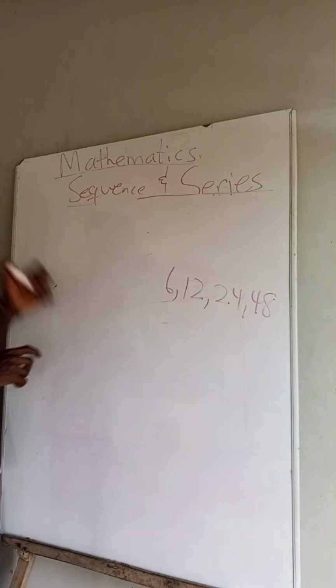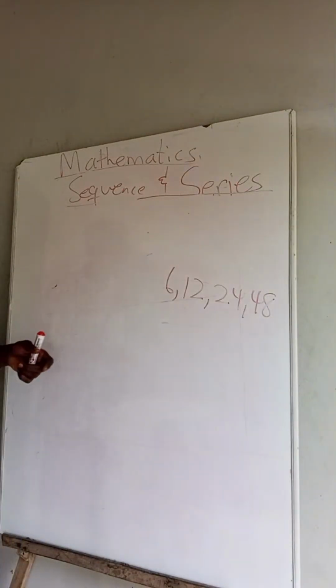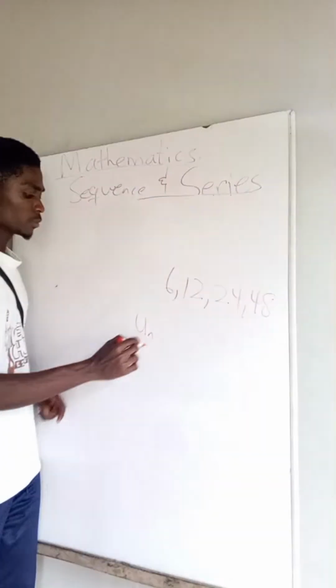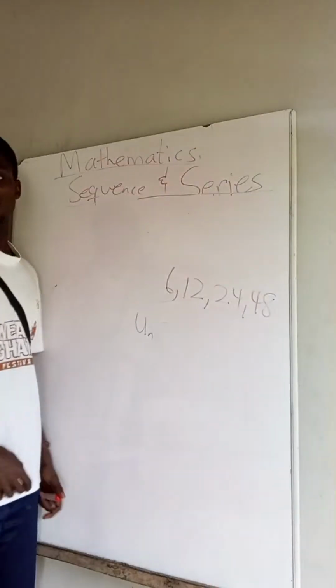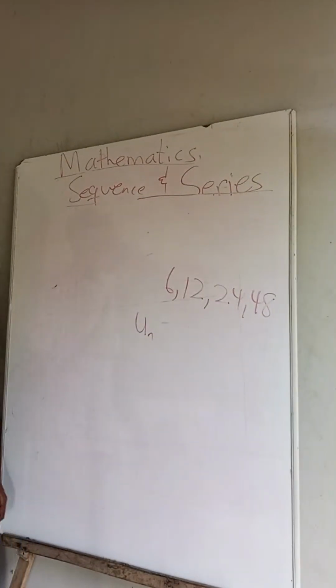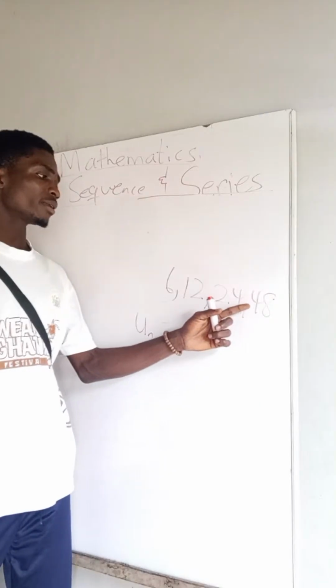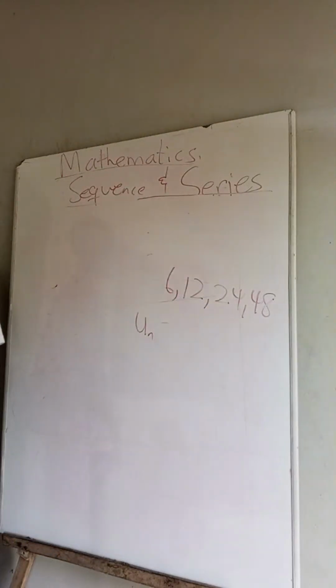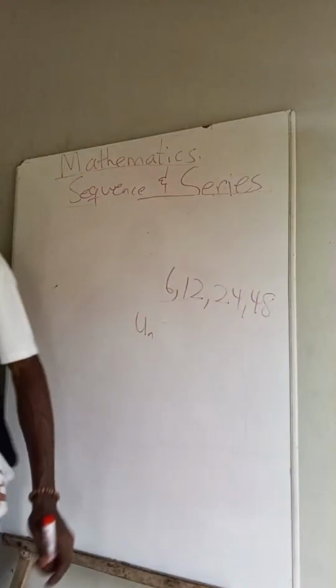With this one, for you to get the next term, or when they ask you to find the nth term, Un, let's check it. What's the difference between 6 and 12? 6. Between 12 and 24? 12. Between 12 and 48? 36. So the difference is not constant. Any sequence that doesn't have the same difference within it is an exponential sequence. It has a common ratio rather.